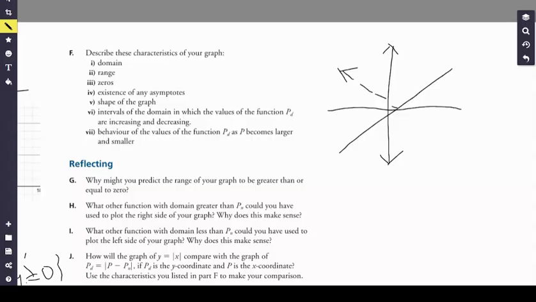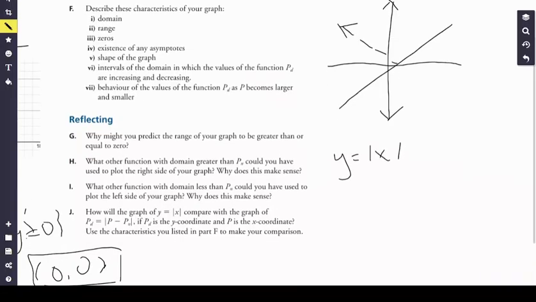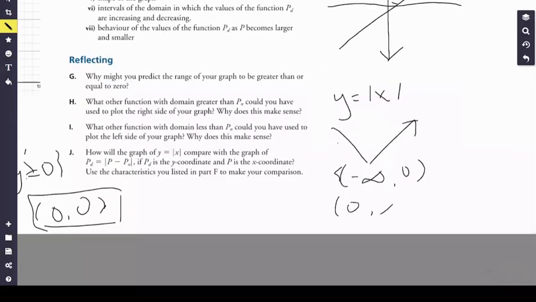So let's do the function of the absolute value of x. On decreasing, from the left of x, it's always going down, and on the right it's always increasing. So we can say decreasing from negative infinity to 0, and increasing from 0 to positive infinity.